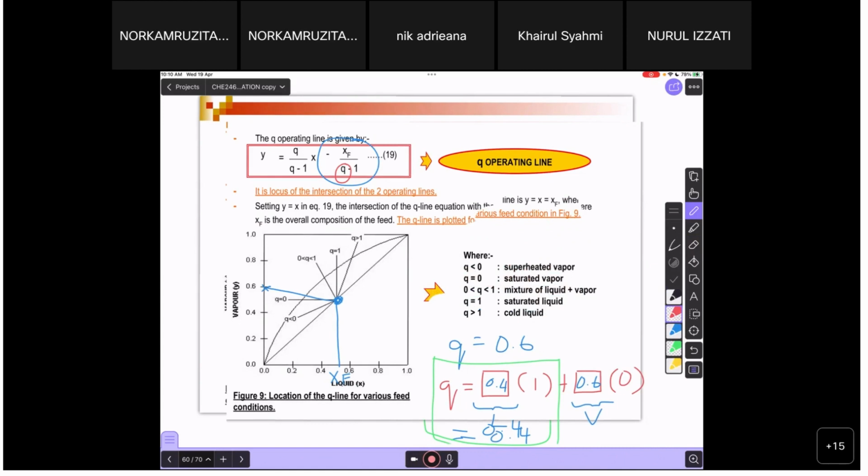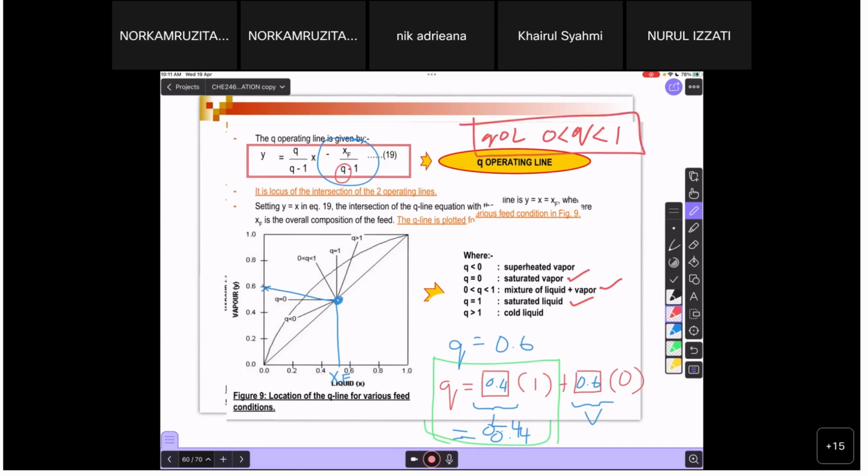The feed can be in the form of saturated vapor, saturated liquid, or a mixture of liquid and vapor. If they are given to you, then you have to know the value of Q. So this Q operating line can be used when you have Q greater than 0 and less than 1. It can only be used for this one.